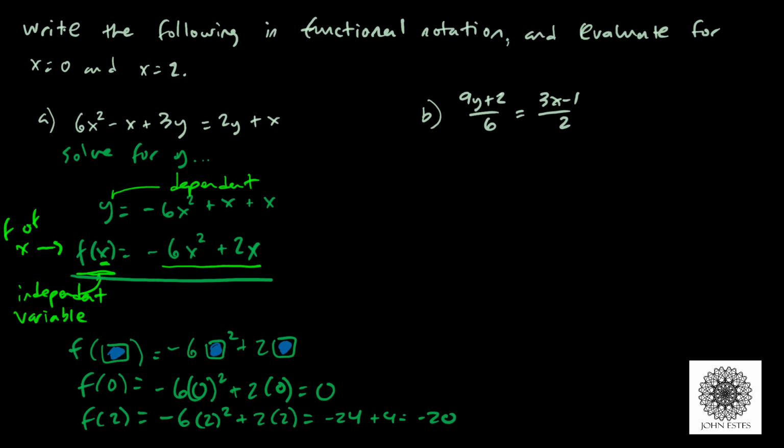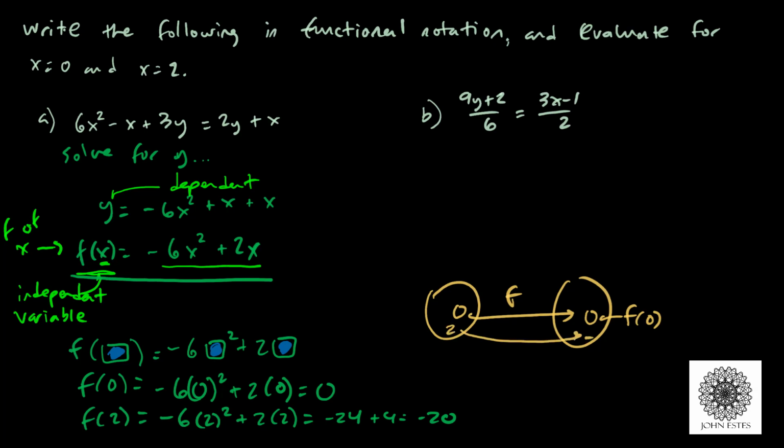Now as a way to visualize this with set notation, or the set diagram, I have my function here, f, and when I plug in 0, that maps over to 0. And 0 is also f of 0. And when I plug in 2, that maps over to negative 20. And negative 20 is f of 2. When I applied the function f to 2, the output became negative 20. Okay, I hope that makes sense.